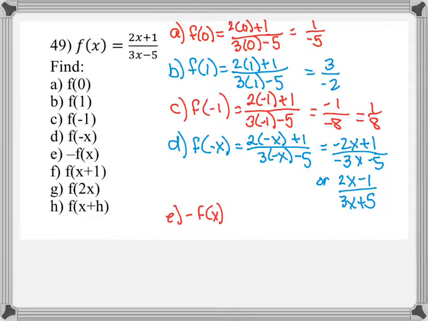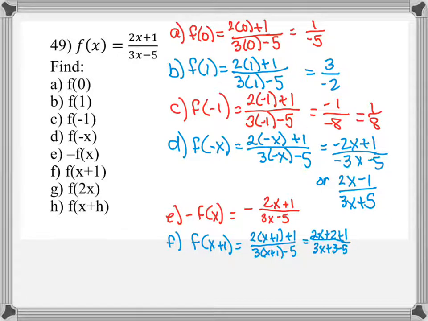E wants to know what the opposite of f of x is. So it's the opposite of 2x plus 1 over 3x minus 5. Be careful when you're doing this that the negative is out in front of the whole entire fraction here. F wants f of x plus 1. So 2 times x plus 1 plus 1 over 3 times x plus 1 minus 5. Distributing, we have 2x plus 2 plus 1 over 3x plus 3 minus 5, which simplifies to 2x plus 3 over 3x minus 2.